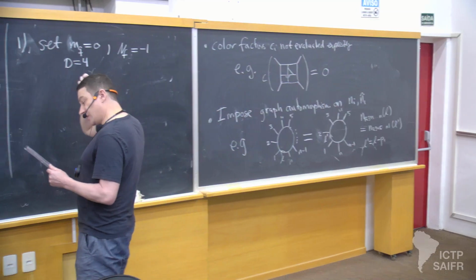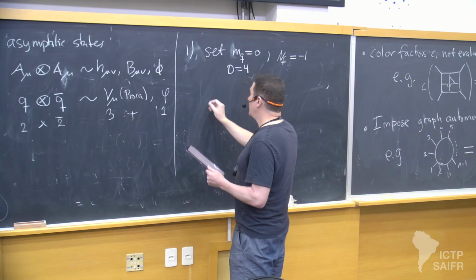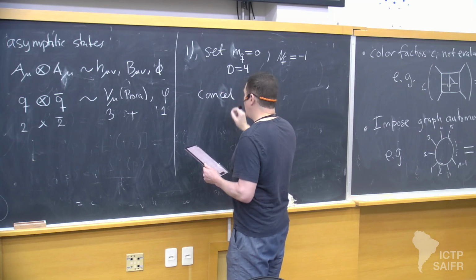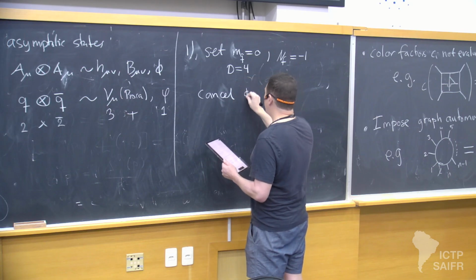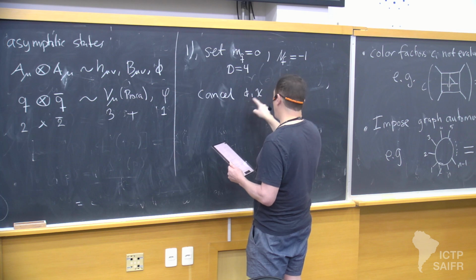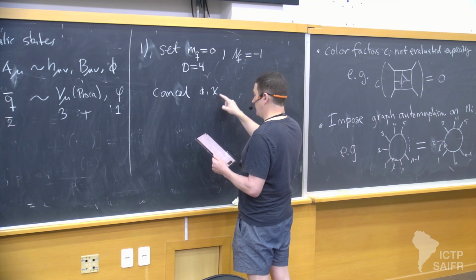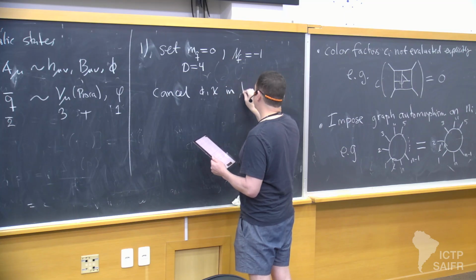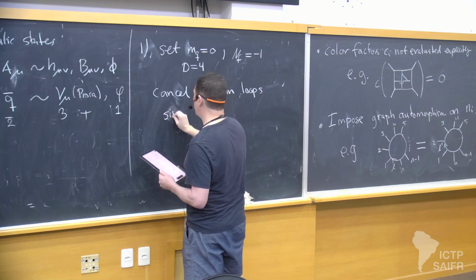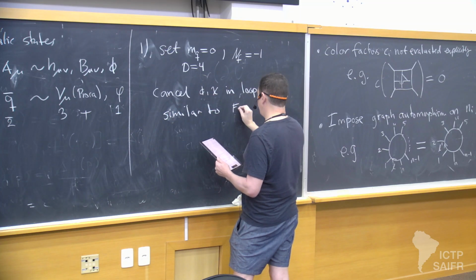And in fact, what's going to happen if you do it the right way, maybe I skipped some steps here, is that it's going to cancel phi and chi in 4 dimensions. So it's going to cancel the dilaton and the axion in loops, similar to how Faddeev-Popov ghosts work.